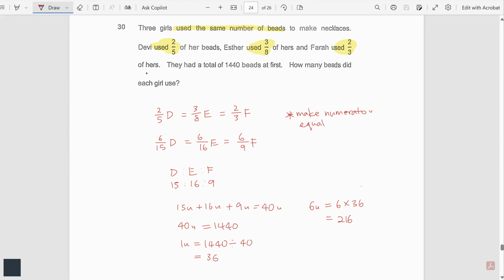So with that, that's all for Nanyang Primary Mid-Year Practice 2024 for P6, Paper 1.